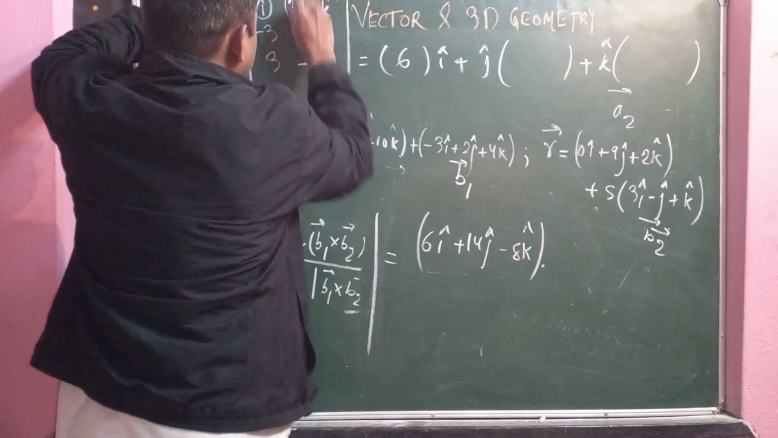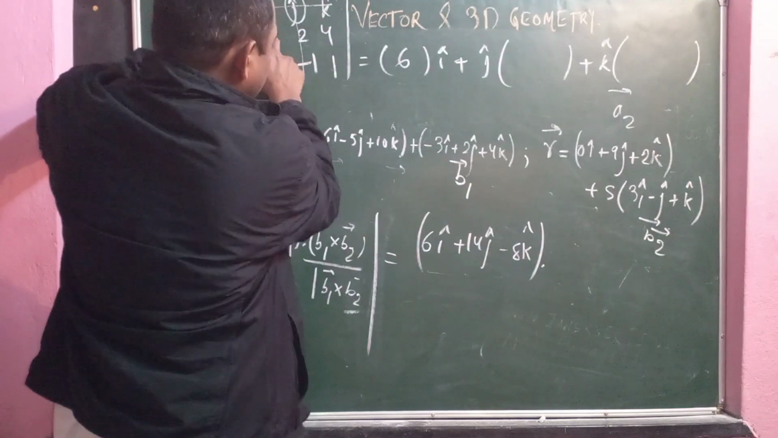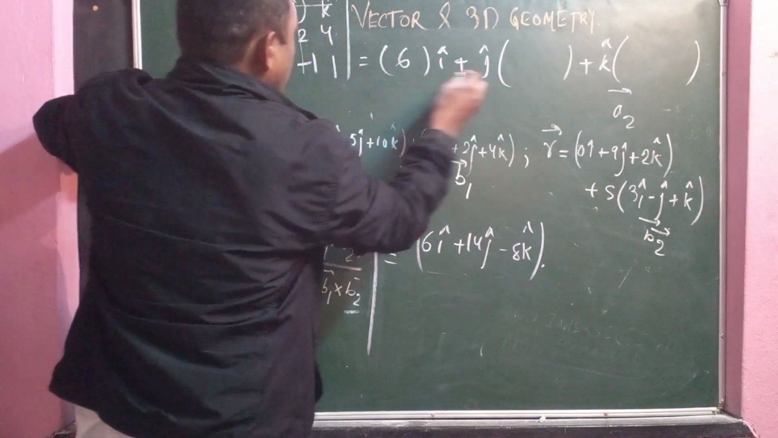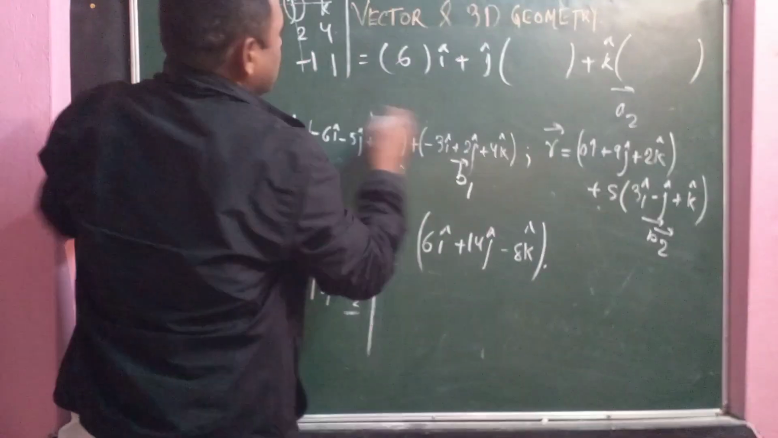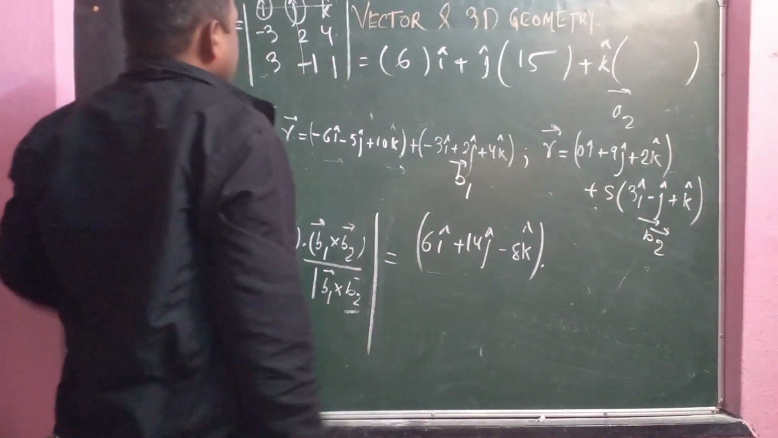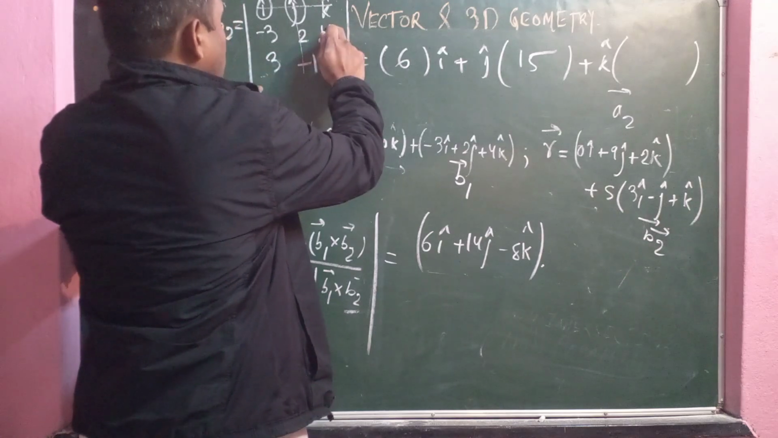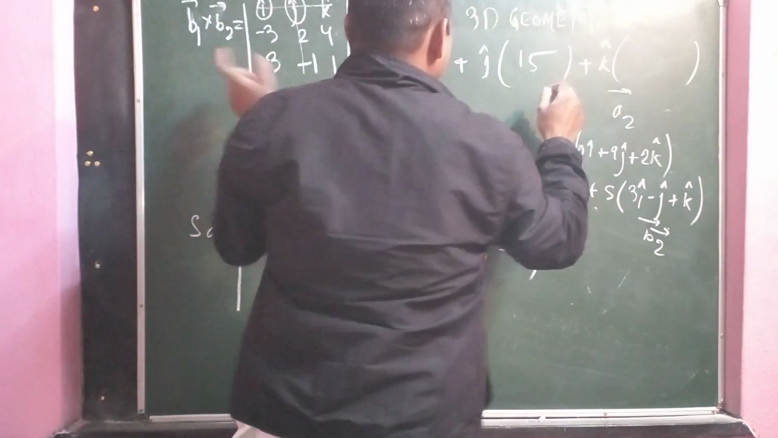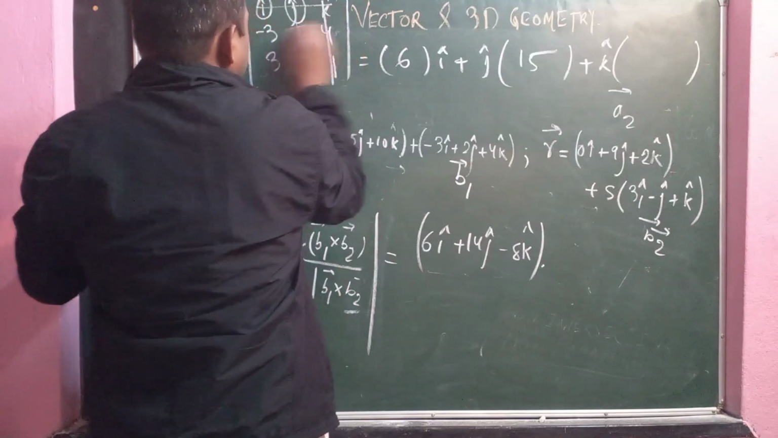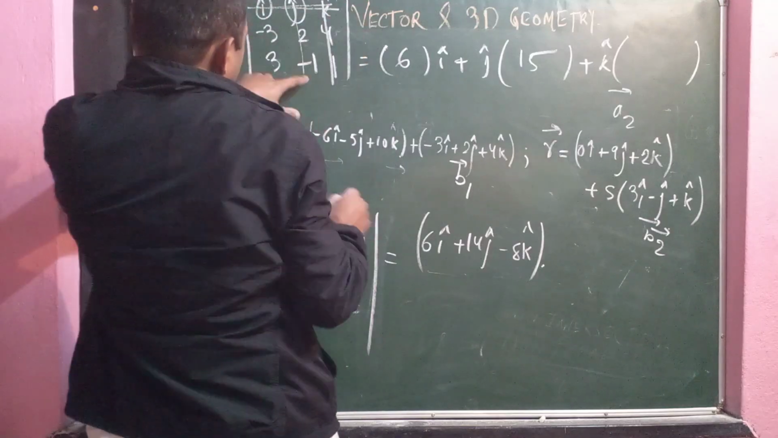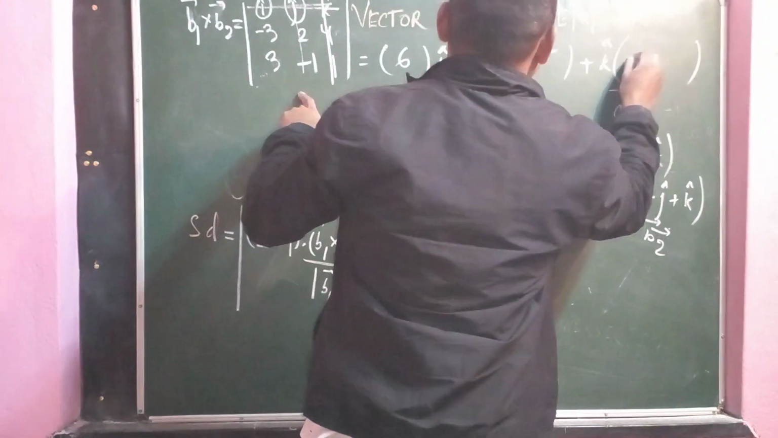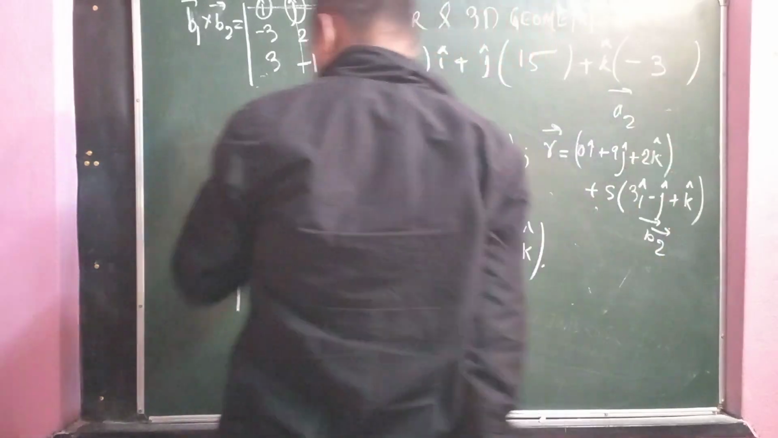Now for j cap, erase this row and column. This into this into this. So 12 plus 3, 15. Cofactor 3 into 4, 12 plus 3, with the minus sign. Now k cap, this row and this column vanish. 3 minus 6, so that is -3.